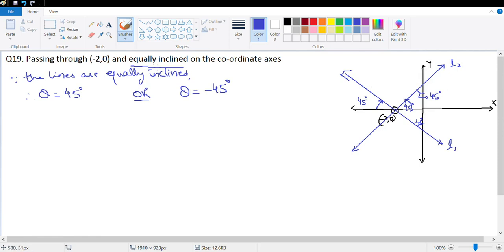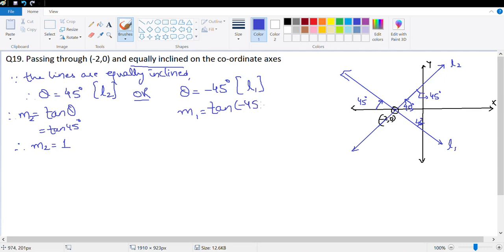Now theta is equal to 45 degree is for our line 2, this is for our reference, and theta is equal to negative 45 degree is for line 1. So we will get, I think, two equations, right? Of course, we have two slopes, we'll get two equations. Therefore, slope will be equal to tan theta is equal to tan 45 degree. Therefore, let's call this line 2. So if this is line 2, my slope 2 will be 1. In this case, m1 will be equal to tan of negative 45 degree, which is equal to negative of tan 45 degree, therefore m1 will be equal to negative 1. So I have two lines, one with slope 1, the other with slope negative 1.